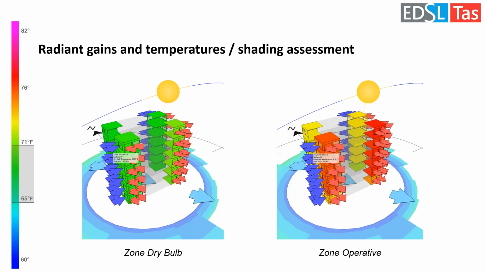Just a shading assessment and a study of radiant gains in temperatures on an office building. So here we're highlighting the comfort level in terms of temperature range on the left in that temperature band. But we're comparing the zone dry bulb and zone operative temperatures. So very clearly, the zone dry bulb results, if viewed alone, might tell you that those corners are perfectly suitable and within the comfort range. But when you pull in the zone operative data, then you can begin to see that you may have uncovered some problems that you might not have otherwise seen.